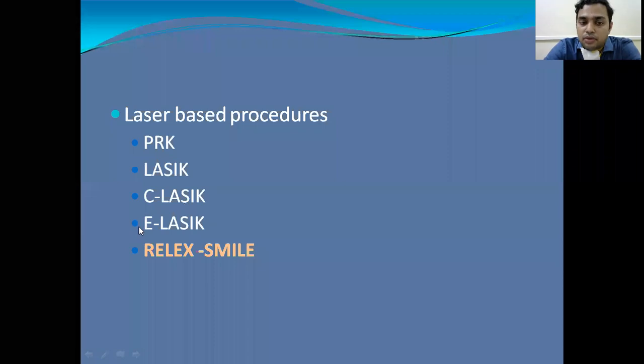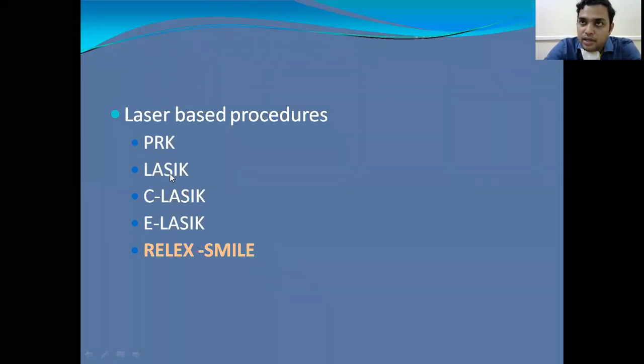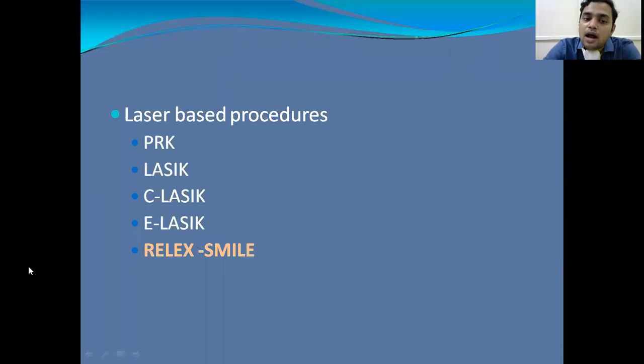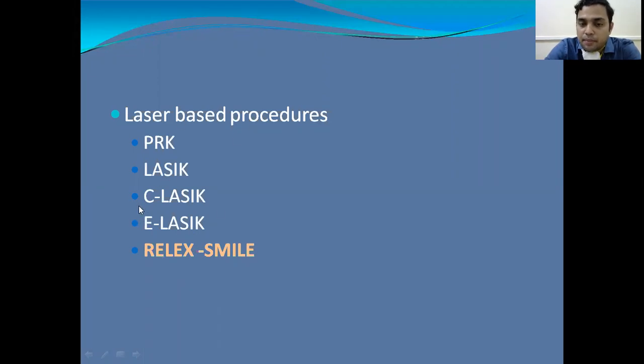The fourth one is epi-LASIK. Here in epi-LASIK, we only slice the epithelium of the cornea, unlike conventional LASIK, where the flap which is created may take the stromal tissue also. In epi-LASIK only the epithelium is sliced, using an instrument called an epikeratome, whereas in LASIK we use a microkeratome. So this is about epi-LASIK.